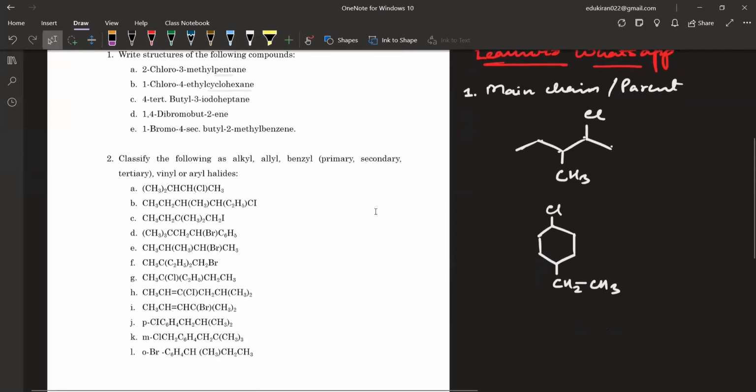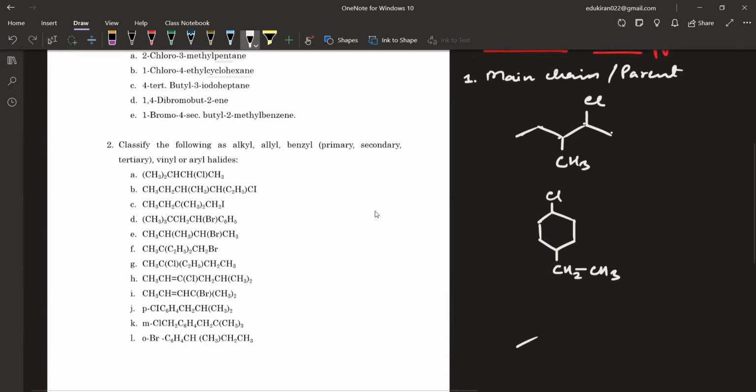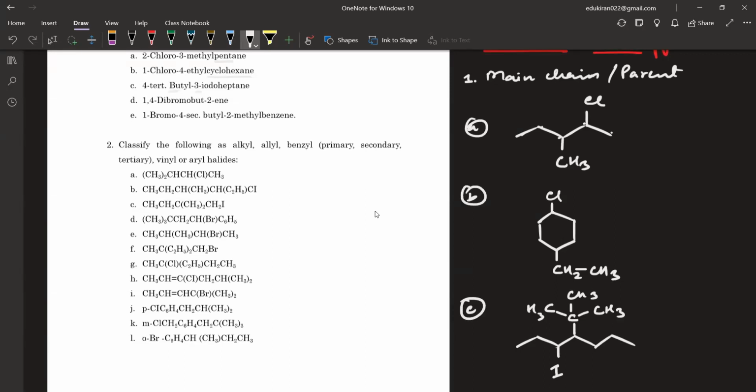Next is 4-tertiary-butyl-3-iodoheptane. First of all, we'll draw heptane: 1, 2, 3, 4, 5, 6, and 7. What are the substituents that we have here? In the fourth position, we have tertiary butyl. In the third position, we have iodo. The tertiary butyl is a carbon which is further connected to 3 more carbon atoms, CH3, CH3, CH3. Is this correct? Yes or no, please tell me. Yes.